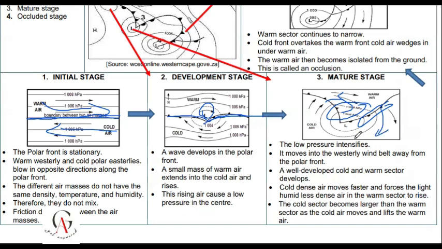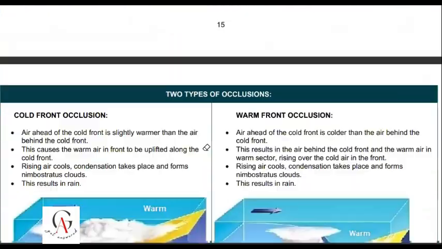So ultimately, it means this space is going to get finished, because the cold air will be moving faster compared to the warm air moving in that direction. So they are not able to maintain the same space because of the differences in the movement of the cold front and the warm front. So basically, that is the mature stage, when the warm sector is narrowed.